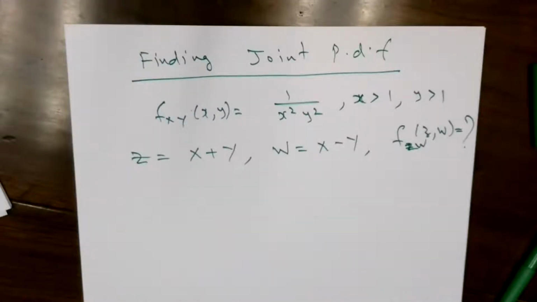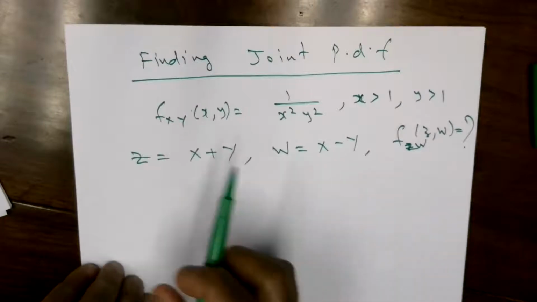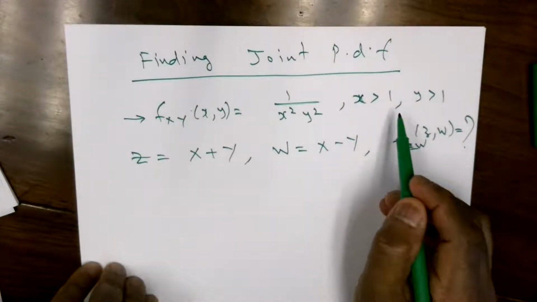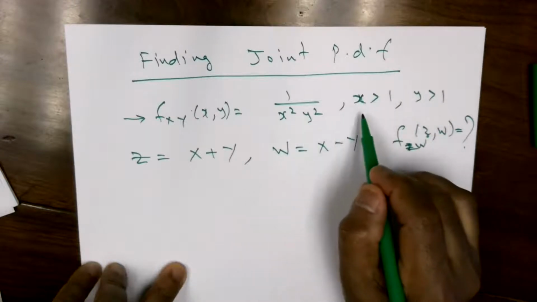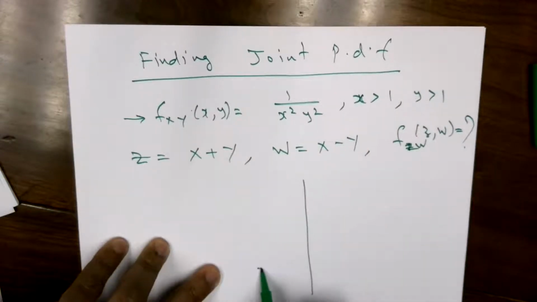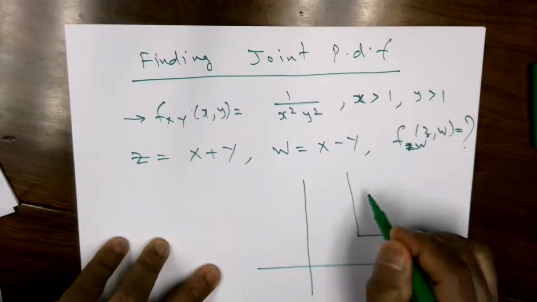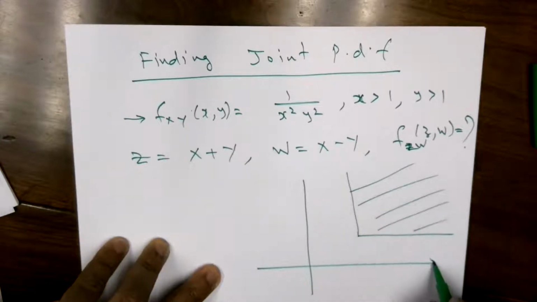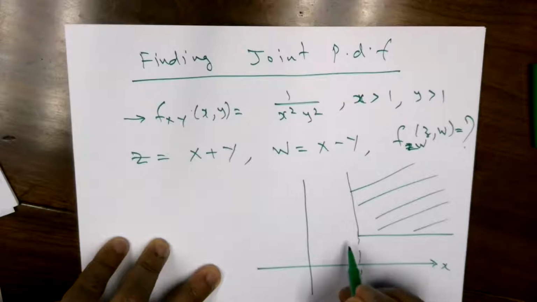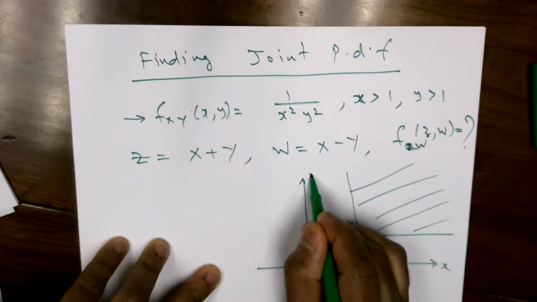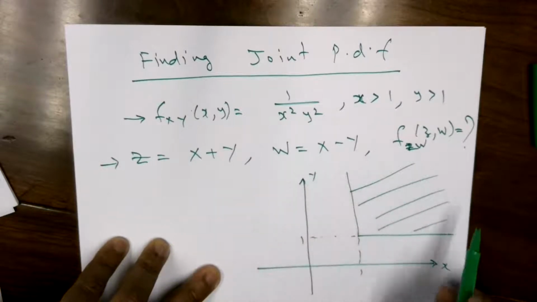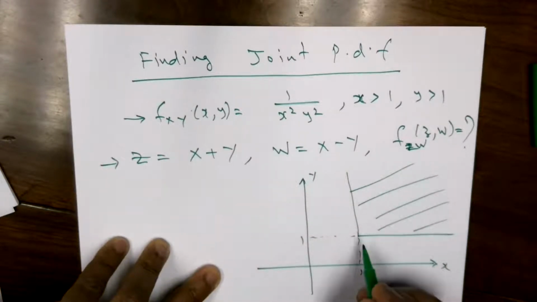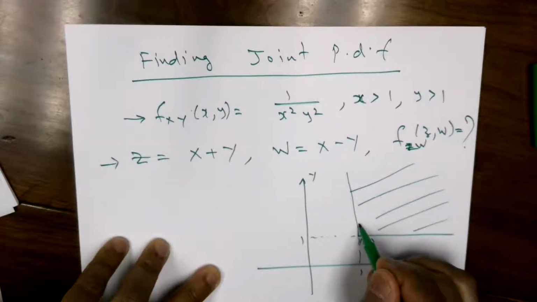Here is a problem where the joint density function of x and y is given. So the joint density function is 1 over x squared y squared, where x is greater than 1, y is greater than 1. So the density function is only valid here. And we are given two functions, z is x plus y, w is x minus y. The problem is to find the joint density functions, marginals, and so on. All right, so let's see how to do this.